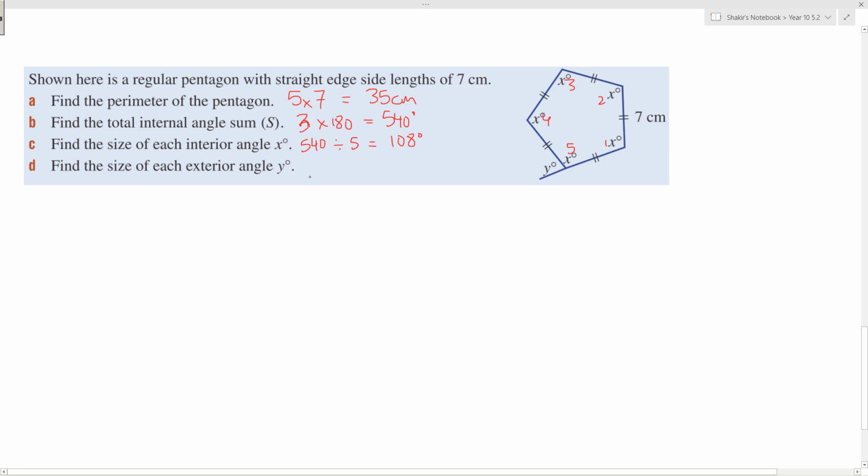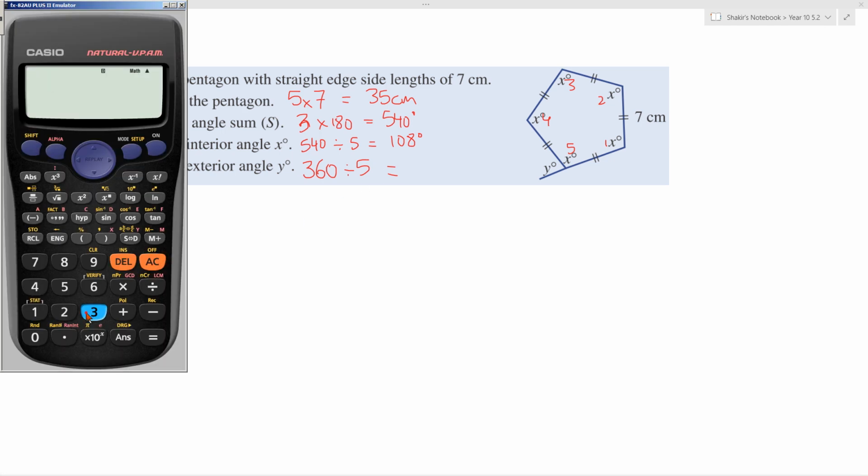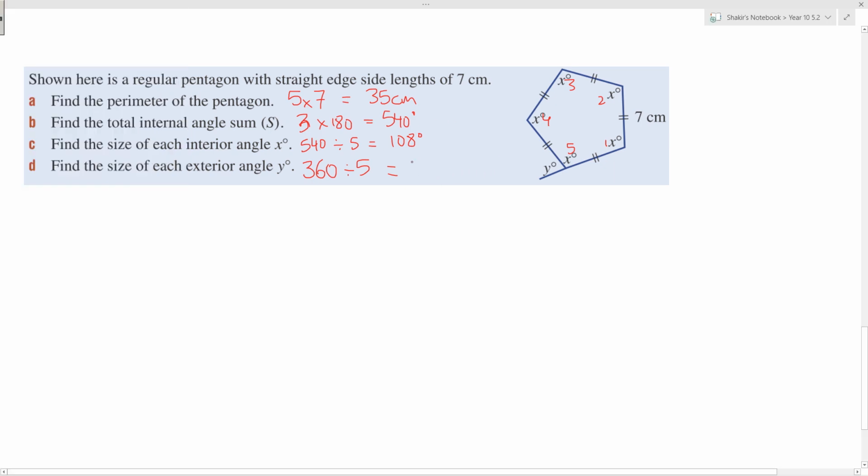Find the size of each exterior angle y. There are going to be 5 exterior angles because remember, we extend every line, and there are 5 lines. They're going to add to 360. All the exterior angles add to 360, and there are 5 of them, so just divide by 5. 360 divided by 5 gives us 72 degrees. The exterior angles are 72 degrees.